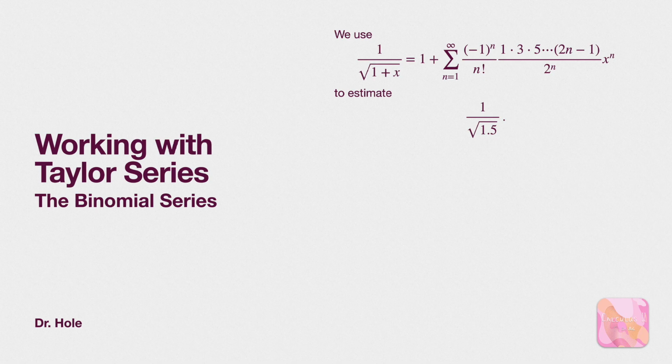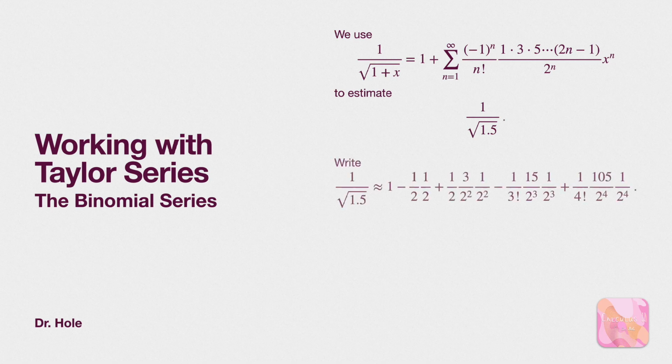Something that we can do is use the binomial series to approximate a value. If we take 1 divided by the radical of 1.5, notice the radicand 1.5 is obtained when we let x equal 1/2. 1 plus 1/2 is the same thing as 1.5. We looked at how to express this right-hand side. Let's plug in x equaling 1/2 and write down the first 5 terms.